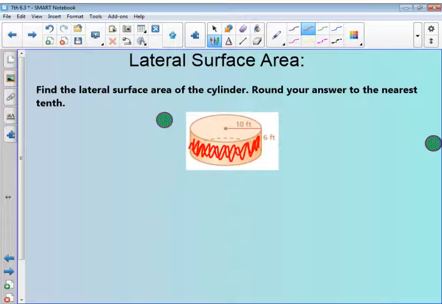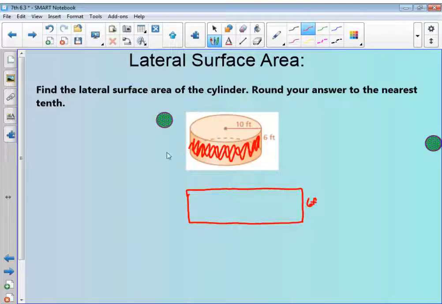So your lateral surface area is just that very middle section of the cylinder. It does not include the top and the bottom. Okay, so just understanding basically what lateral surface area is. It's that middle piece that connects your two bases. Our bases are our circles. So we really have a figure for our lateral surface area that is a rectangle. And the height of that cylinder was 6 feet.